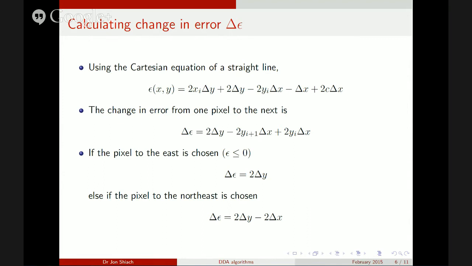This is sort of given in the notes as well, but it's always easier when you're following somebody's logic and line of working. So what I'm going to do is start with the equation of a straight line.